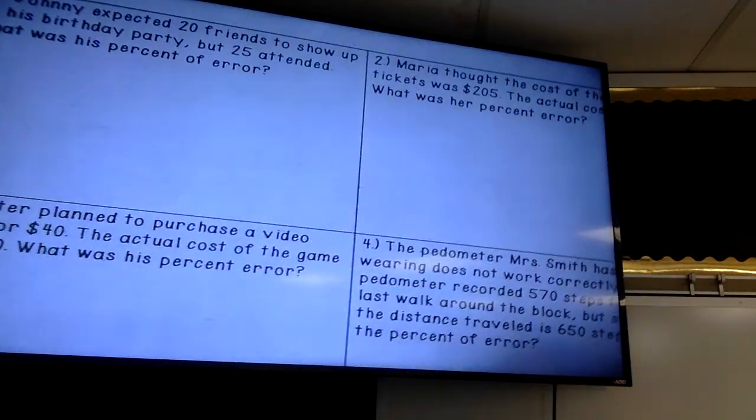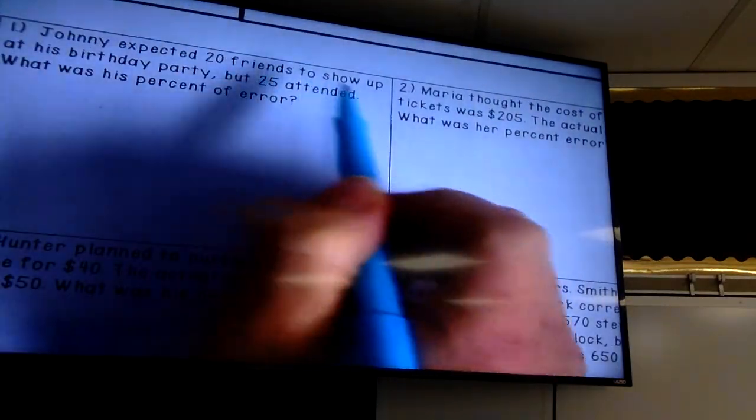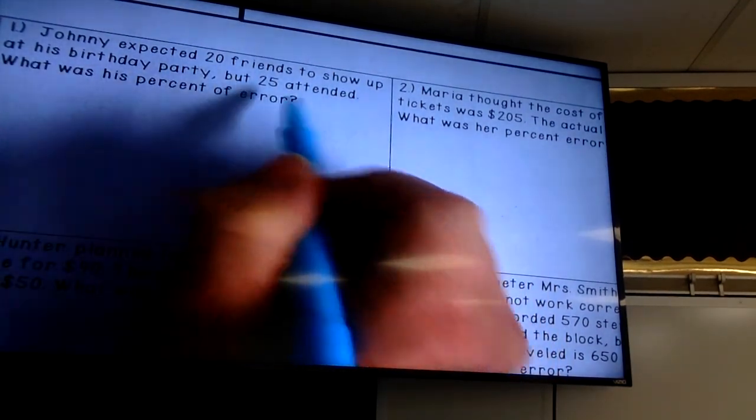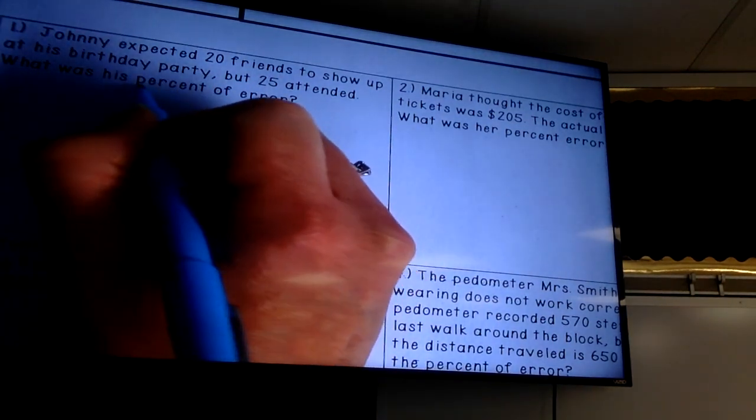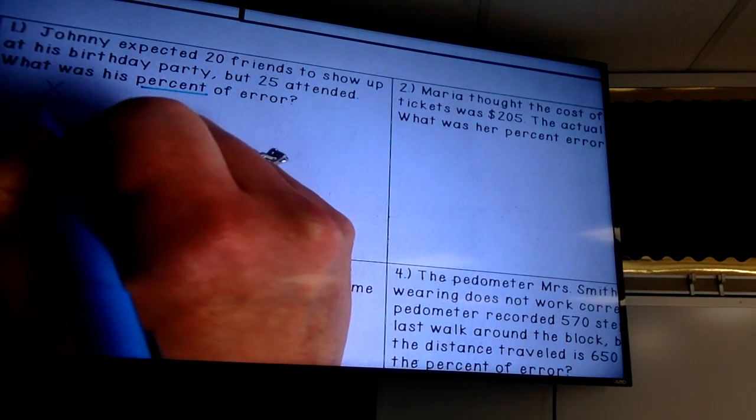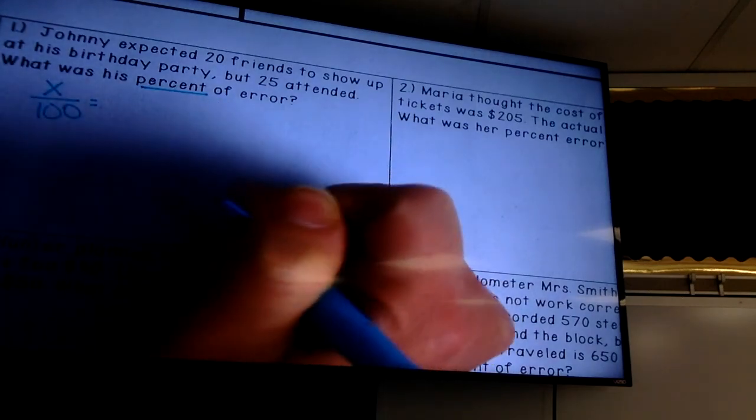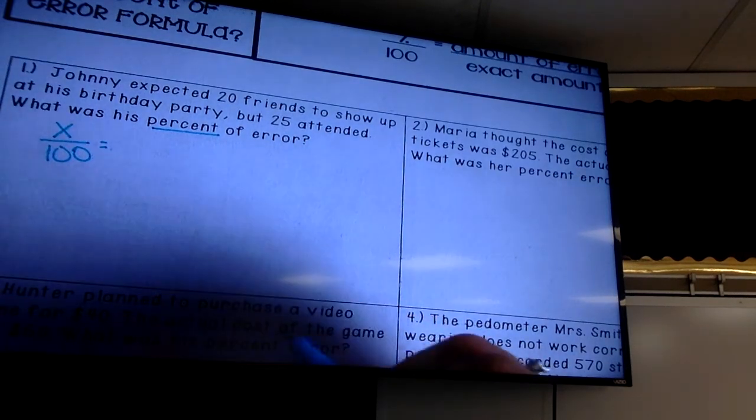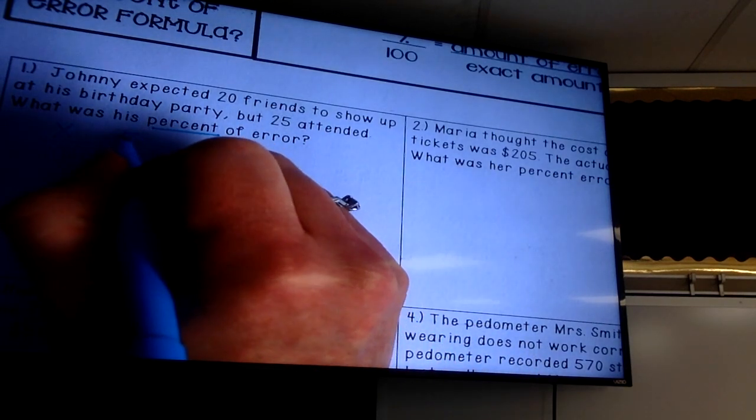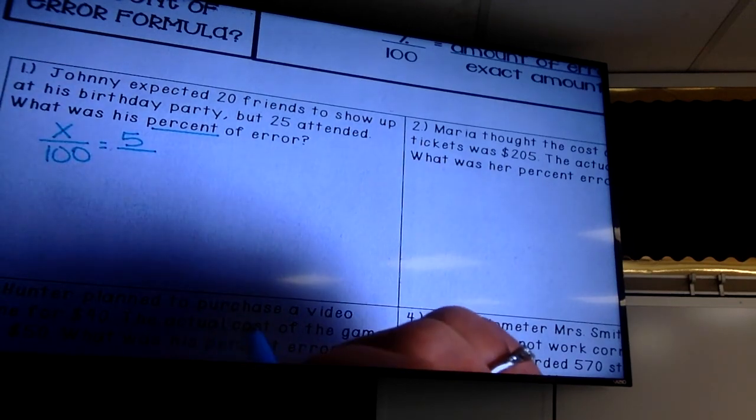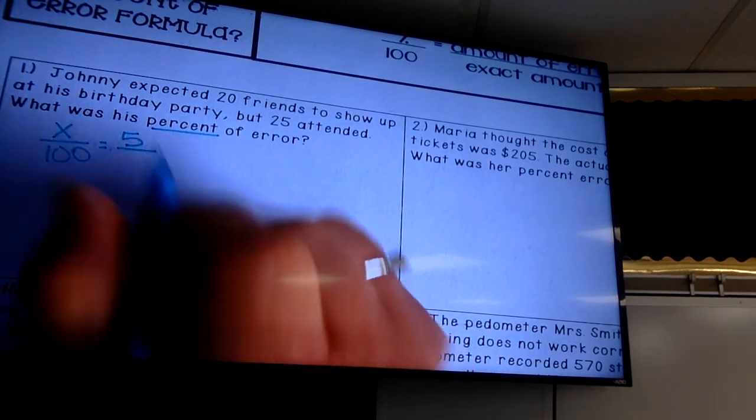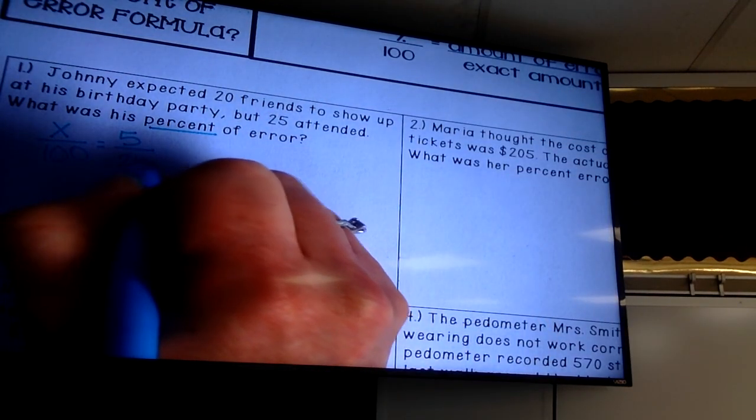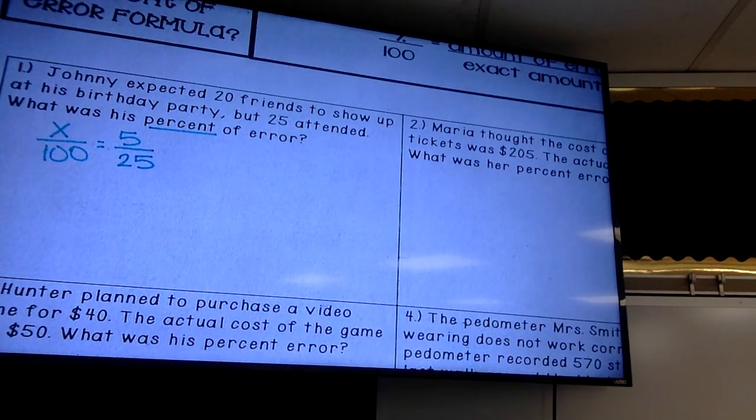So we have 4 problems to try here. Johnny expected 20 friends to show up at his birthday party, but 25 attended. What was his percent of error? So I'm trying to find his percent, so that's my X. X over 100 equals, okay, percent of error. Amount of error. How far was he off? He was off by 5 friends. He guessed 20, but 25 showed up. And then the exact amount, how many actually attended? There were 25 people exactly at the party.